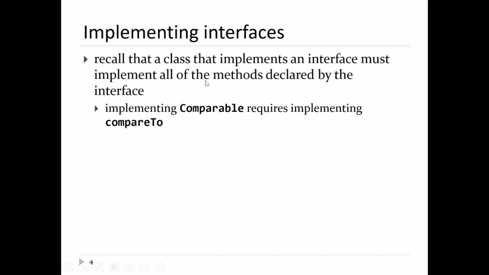Any class that decides to implement an interface has to implement all the methods that are in the interface. So when we implemented Comparable, all of our classes had to have a compareTo method, because that's the method that's in the Comparable interface.